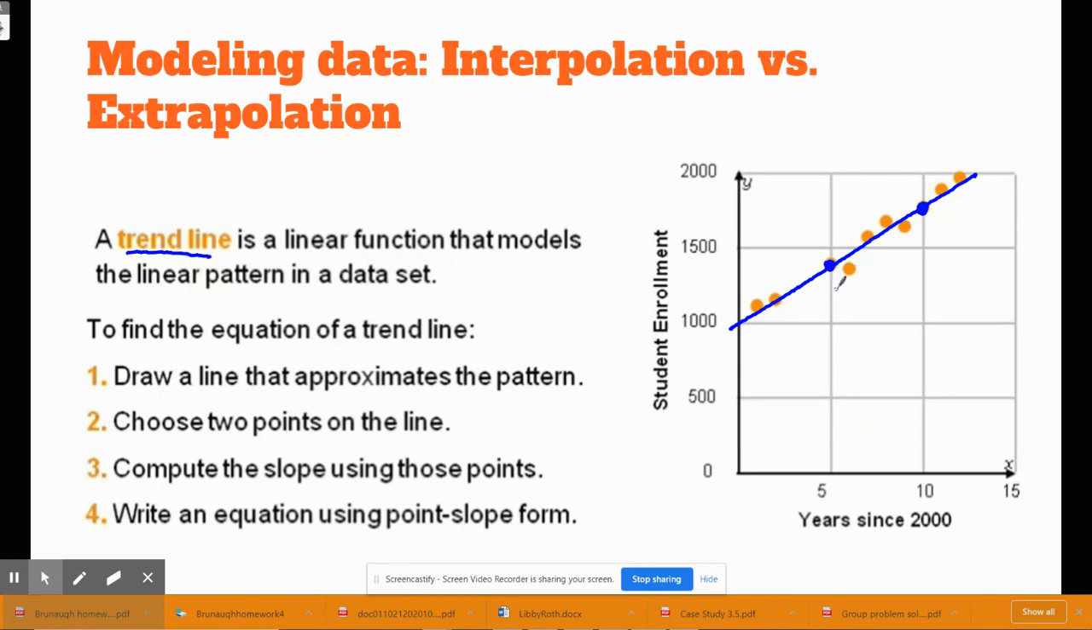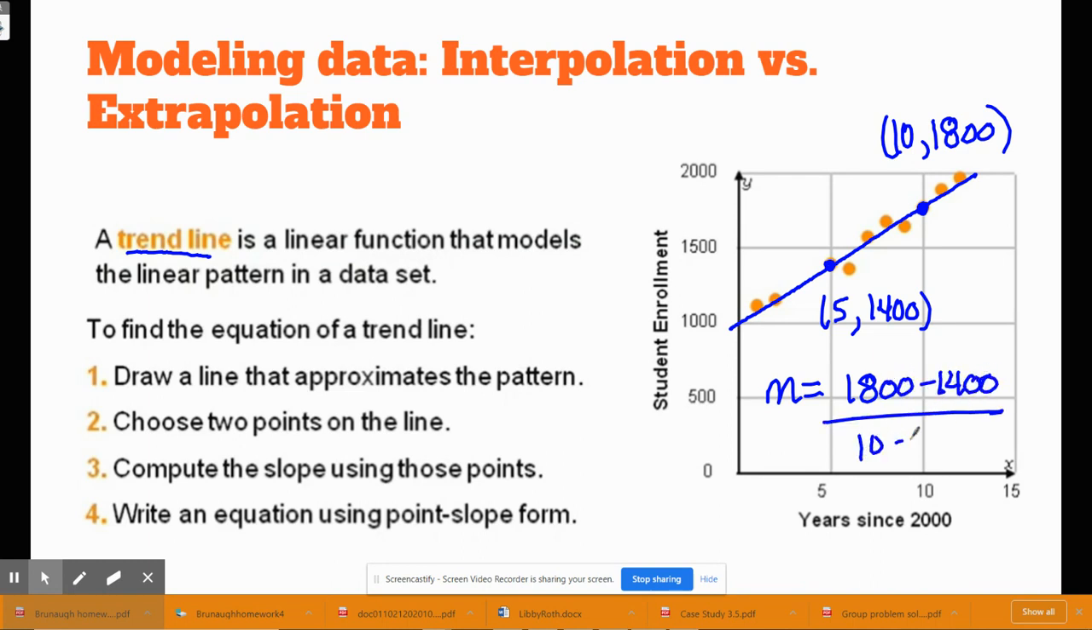So what do we think this point is here? It looks like it's maybe 5. This is 1,500. So maybe 5, 1,400. This point looks like it's 10. Maybe, looks like it's almost right in the middle here, but maybe a little bit more than the middle. Let's say 1,800. So we can find the slope. The slope would be the rate of change, which is y2 minus y1 over x2 minus x1. So that will be 400 over 5, which is 80. So the rate of change would be 80, or 80 students per year.